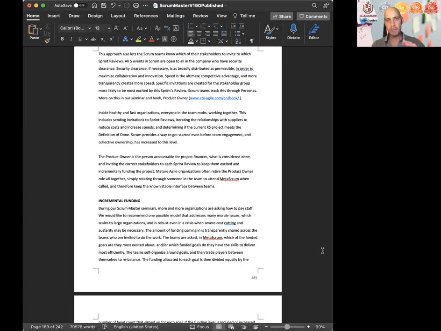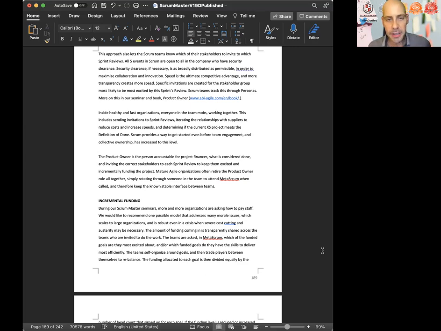You have this team-based structure that tries to become more and more T-shaped and collaborative. And often they'll vote to mob, which shares skills really quickly. That's what I was trying to say there when I say Scrum provides a way to get started, even before team engagement and collective ownership has increased to this amazing level that I tried to describe just now.